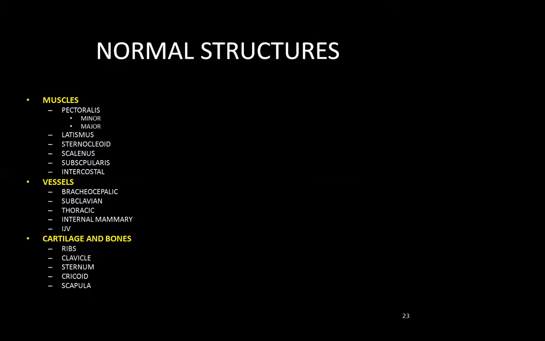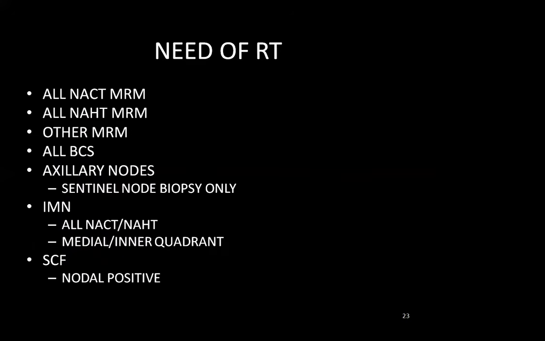What are the normal structures we should understand before starting contouring? In muscles, the pectoralis minor and major, latissimus dorsi, sternocleidomastoid, scalenus, subscapularis, and intercostal muscles we have to identify properly. In vessels, you have to contour the brachiocephalic, subclavian, thoracic, internal mammary, and internal jugular veins. Among cartilages and bones, you have to know where the ribs are, counting from the first to mainly the 10th and 11th ribs. Clavicle, sternum, carotid, cricoid, and scapula, these structures you have to identify.